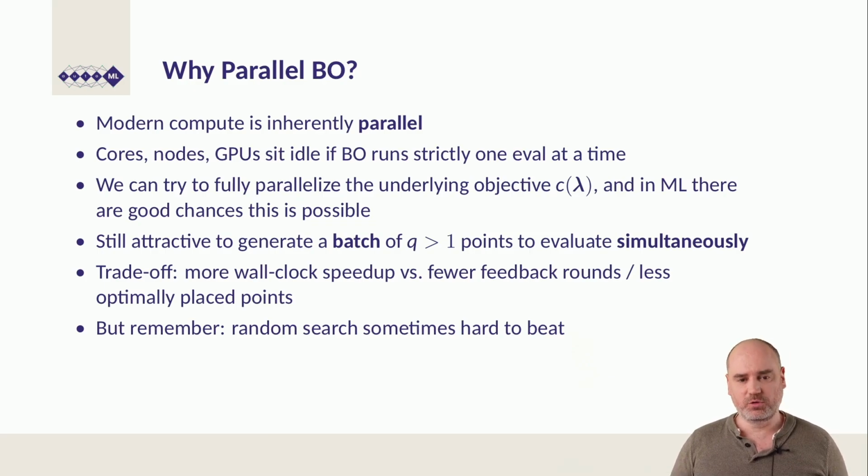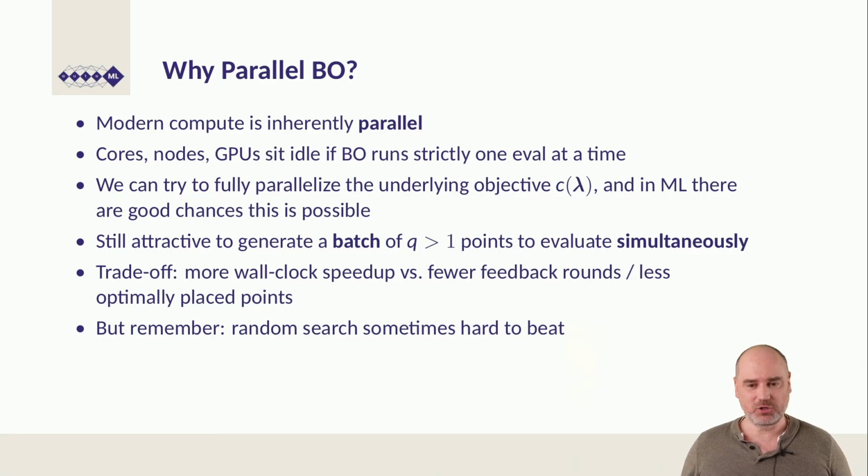First of all, most of the computation hardware that is usually available to us nowadays is inherently parallel. Usually we have multiple cores available, multiple nodes, multiple GPUs. And especially because we're using Bayesian optimization to optimize an expensive problem, this expensiveness is one of the core challenges. So I guess we are obviously motivated to put this parallel hardware to good use.